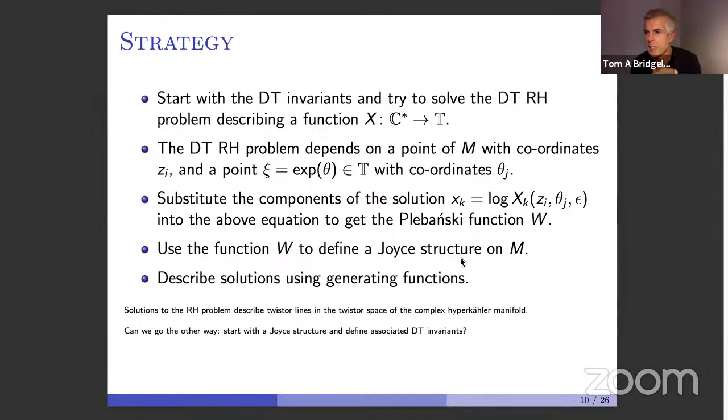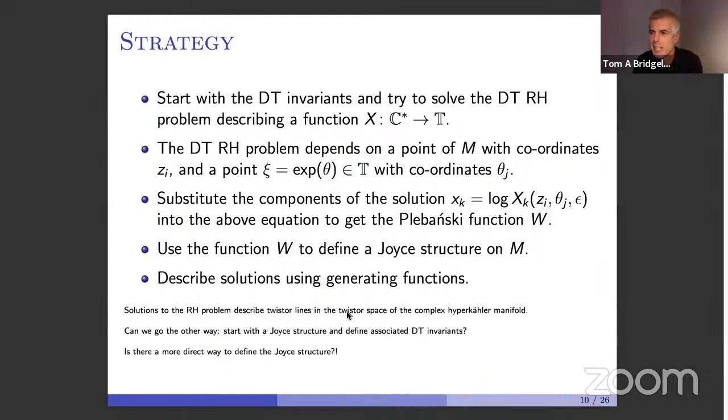Perhaps an interesting question is, if you start with a Joyce structure, is there some way to define some associated DT invariants by looking at the twistor lines, looking at twistor lines with appropriate asymptotics in half planes and comparing them? Is there a map the other way that's worth thinking about?